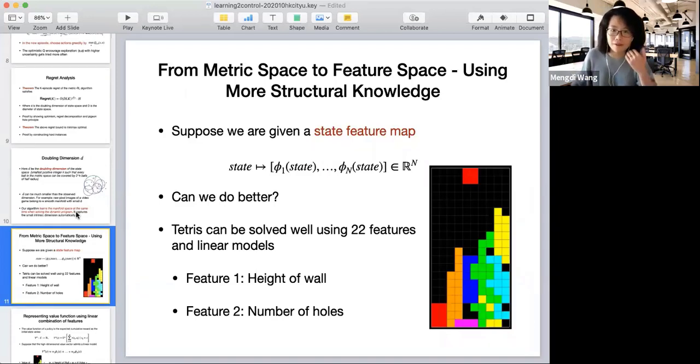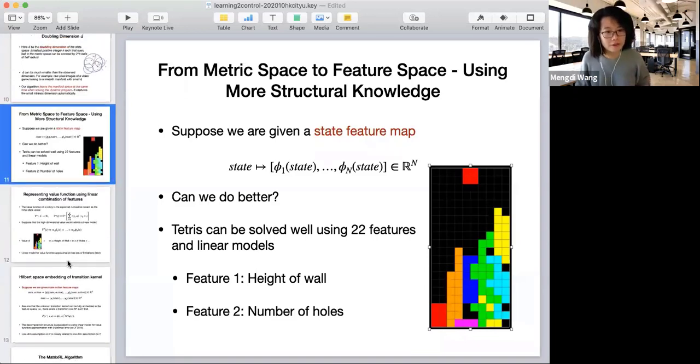So suppose that we have a state feature map, meaning that every single raw state can be mapped to a vector, and the dimension of the vector is the dimension of the feature space. For example, almost 30 years ago, researchers at that time could already solve the game of Tetris using handcrafted features. And it turns out that only 22 features were enough to get human-like performance. So that is way earlier than the deep reinforcement learning age.